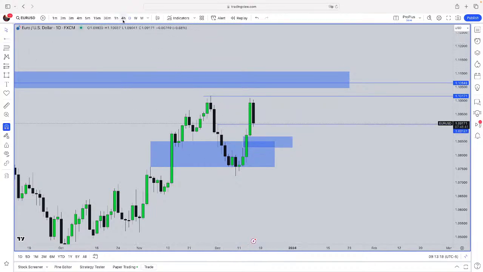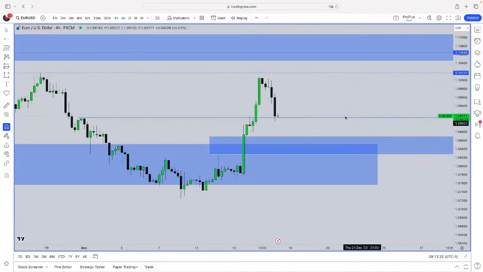And then go down to 4 hour. Where's 4 hour going to tap into? So this is the daily low of the SIBI, and there is also a BISI here. So price potentially could bounce from here now.